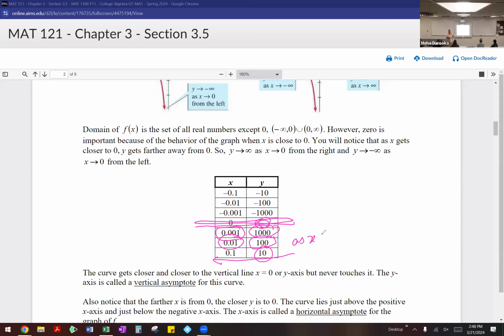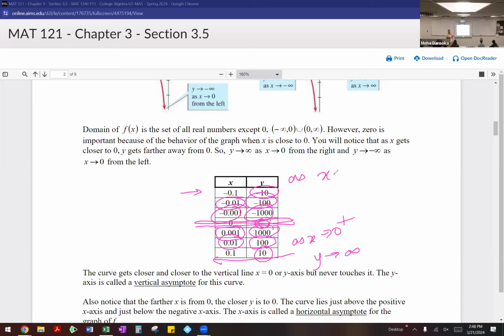As x is getting closer to 0 coming from the right-hand side, so from the positive side, your y value is headed to positive. If I come from the left-hand side, so I'm coming in from the left-hand side on 0, I'm at negative 0.1. You can see my y value is at negative 10. Now my x is at another step closer, right? Negative 0.01. My y value jumped to negative 100. And again, as I get closer, this number gets really large.